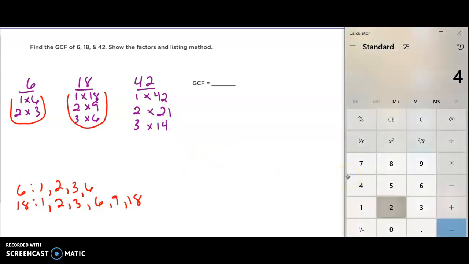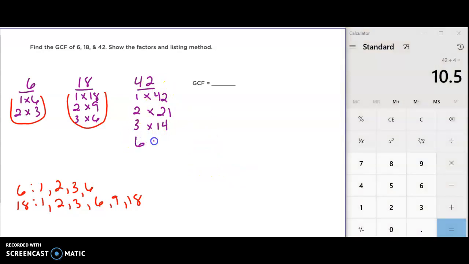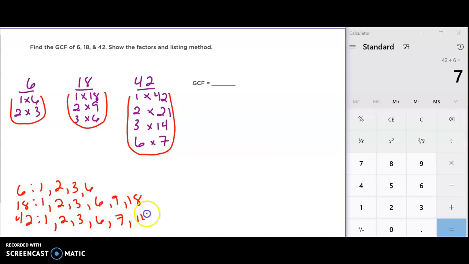What about 4? 42 divided by 4. Nope, didn't work. 5, we know not. 6. Yes, we do know 6. And hey, if you see a 2 and a 3, you're going to see a 6. All right, so let's check it. 42 divided by 6 gives me 7, because 6 times 7 is 42. And there's my next number, 7. So there's my U. All right, so 42 is 1, 2, 3, 6, 7, 14, 21, and 42.